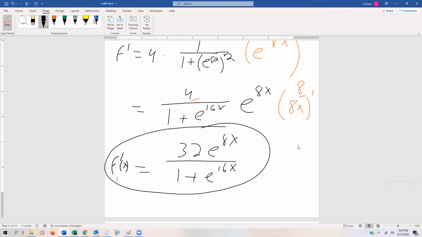So hopefully this gives you a basic overview of the inverse trigonometric derivatives, how to work with them, and hopefully seeing how to work with them helps you avoid some of the common pitfalls.